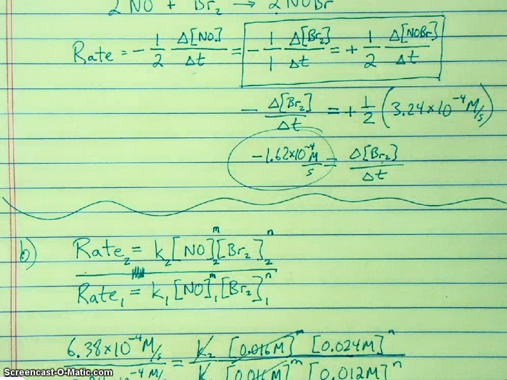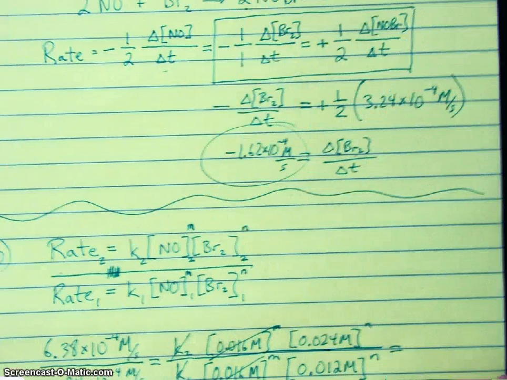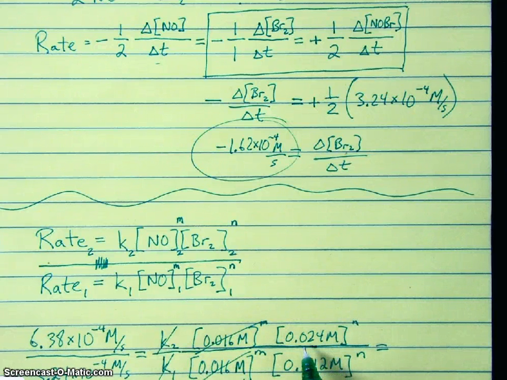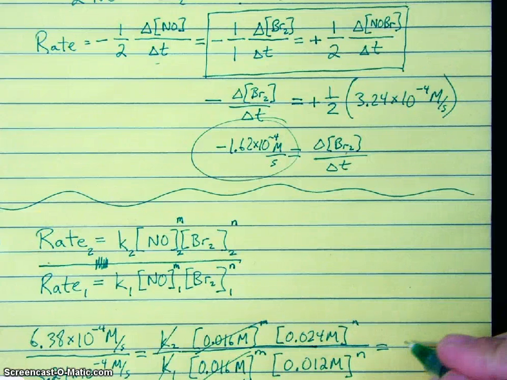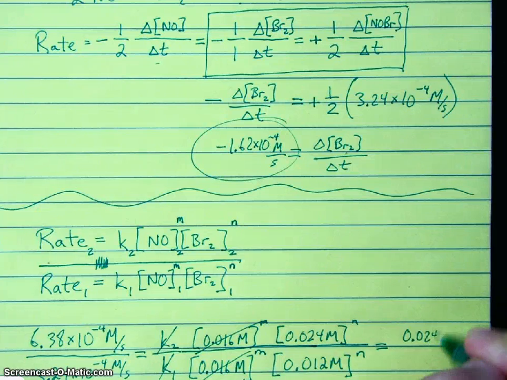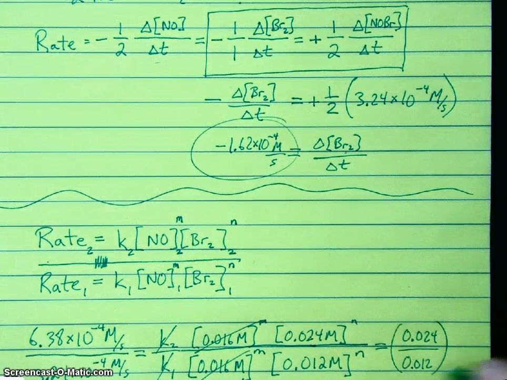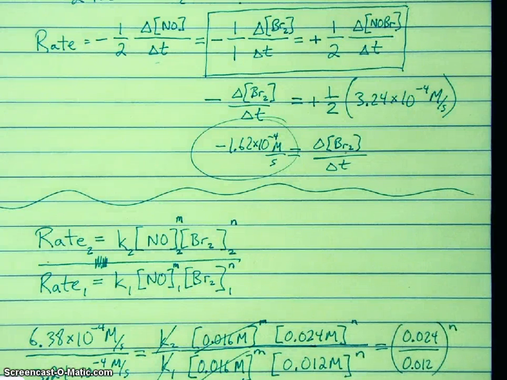So everything's set up now. One thing we can do, by the way, is to rewrite the concentrations in the order to the n. We can rewrite this as basically 0.024 over 0.012 all to the n, and that's an important part.